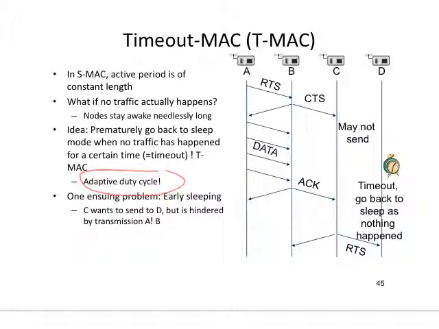D, on the other hand, does not listen to anything. So in that case, it makes sense for D to assume that there is no traffic on the network. For D, when it goes to sleep, who will wake up?